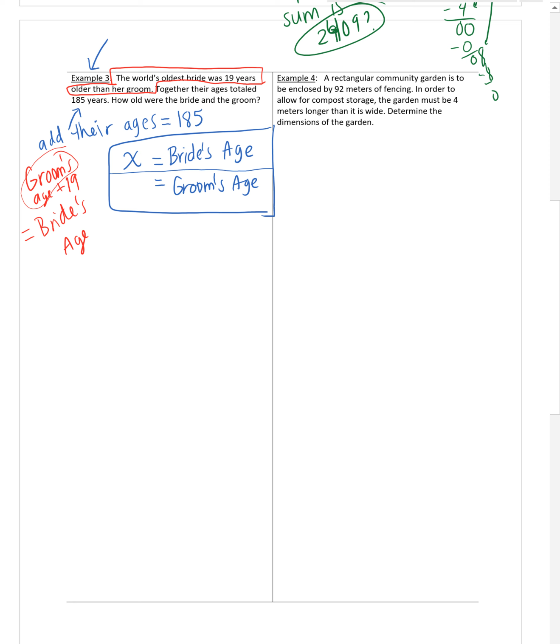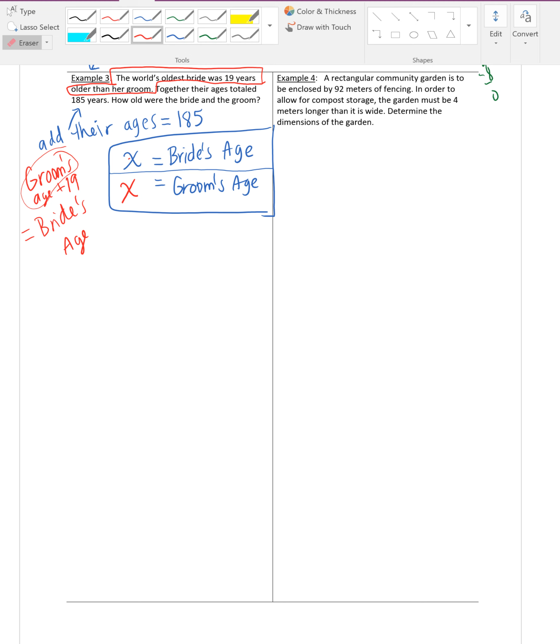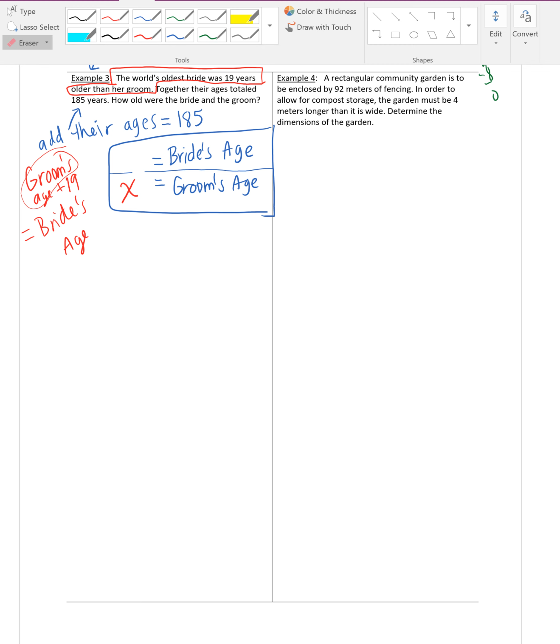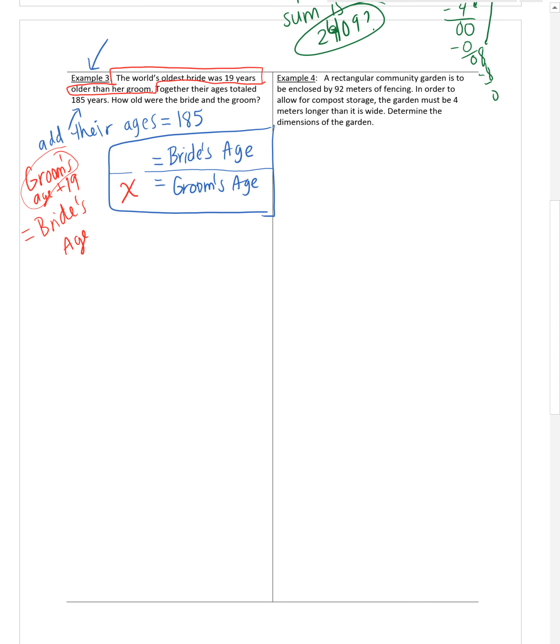So you know what? Now that I think about it, maybe it would be better to call the groom's age x. And that way I think I can come up with an algebraic expression for the bride's age more easily. Because basically the bride's age is 19 more than the groom's age, which is x. So the bride's age would be x plus 19, 19 years more than the groom's. Does that make sense? I think that makes sense.